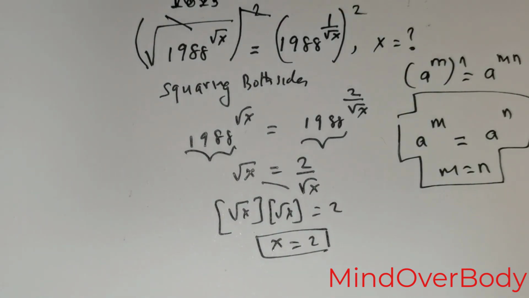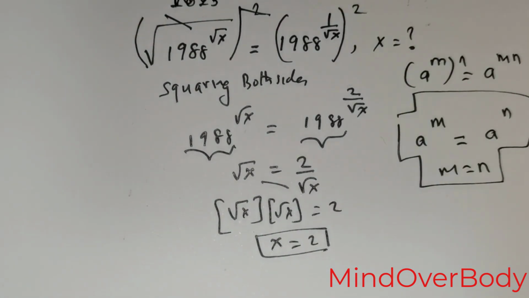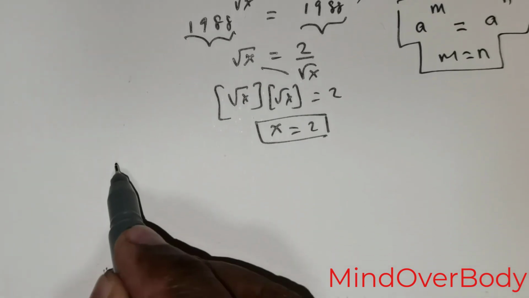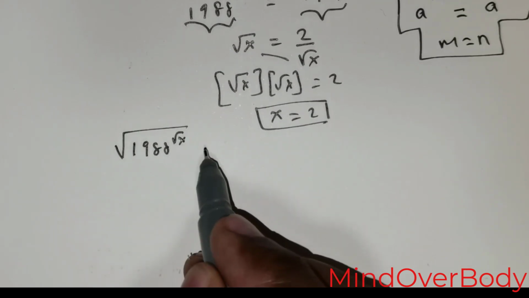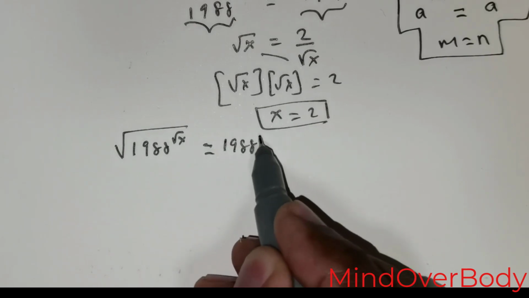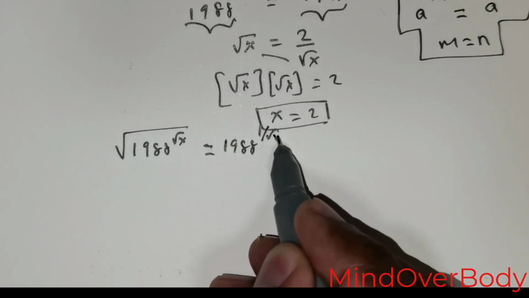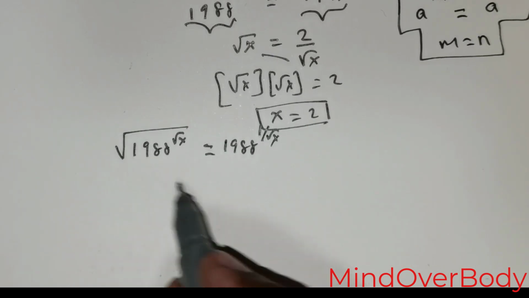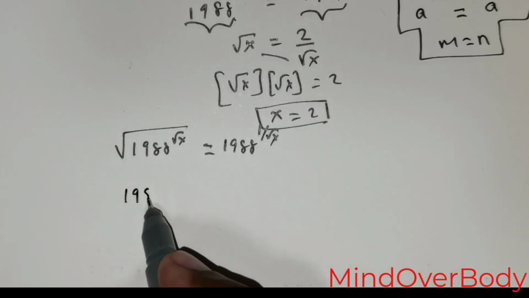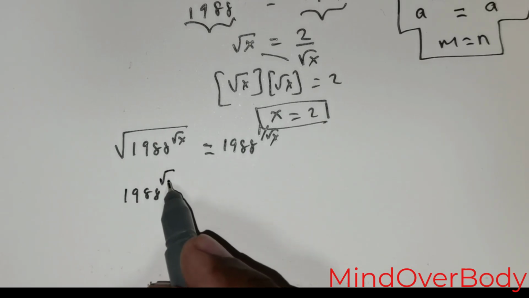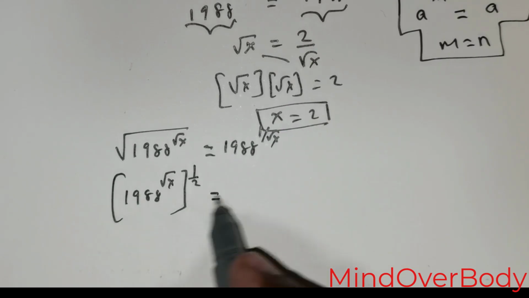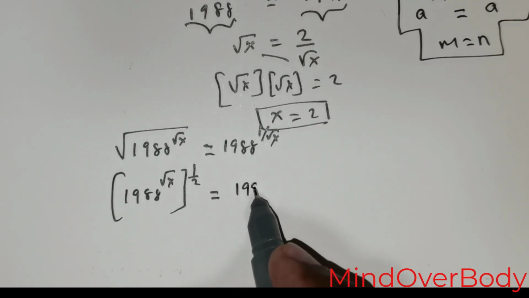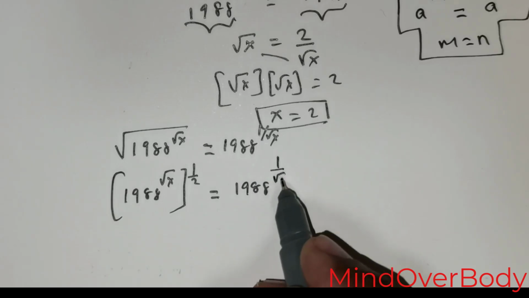Now this is one way to do the question. Obviously there are many ways to do this. So another way would be, say you got root of 1988 raised to the power of root x is equal to 1988 raised to the power of 1 over root x. Now what I'm going to do is rewrite this as 1988 raised to the power of root of x, and now this radical sign is going to be 1 over 2, right? So I'm going to rewrite it like this. So this is equal to 1988 raised to the power of 1 over root x.